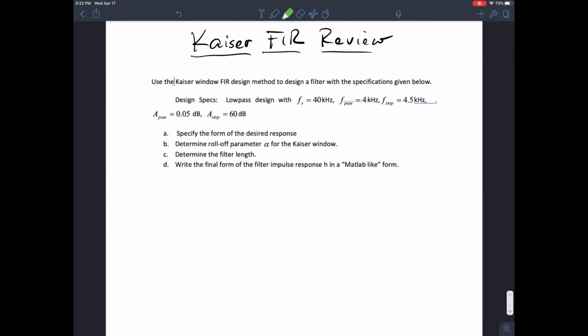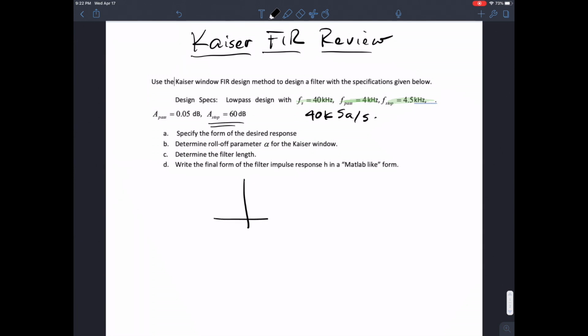given a passband specification of 4 kilohertz, stop band specification of 4.5 kilohertz, and the operating rate of the filter. I'm specifying it here as 40 kilohertz, but we've talked about this before. That's the same thing as 40 kilosamples per second. Okay, so we have a stop band attenuation specification, 60 dB.